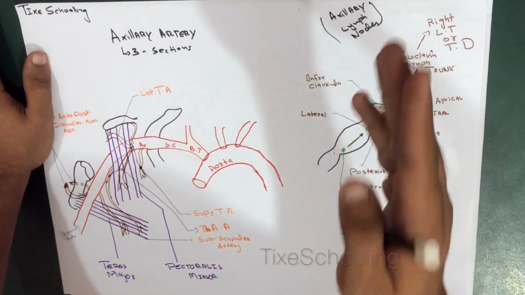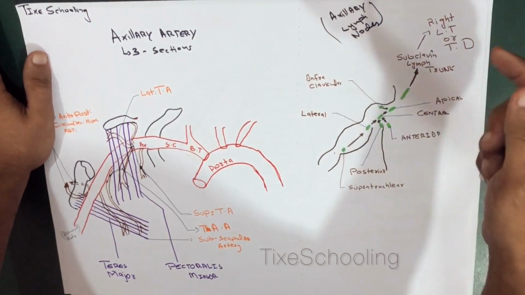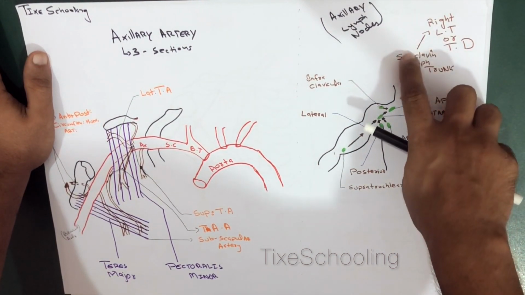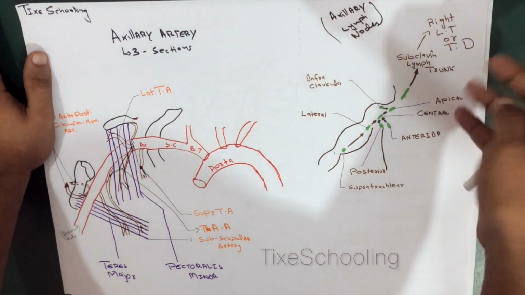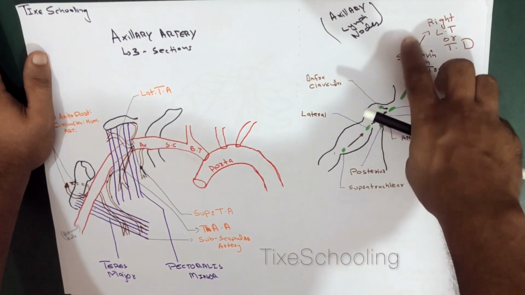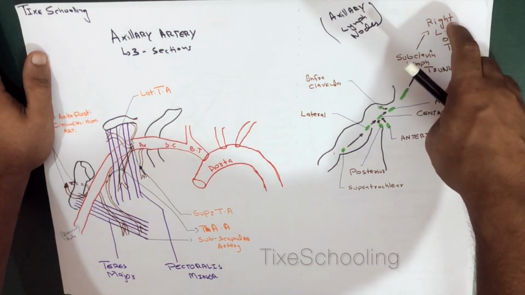Remember, we have talked about the thoracic duct. We have a good video about the thoracic duct. You should check that out. So the subclavian lymphatic trunk is going to end up into the thoracic duct if it's on the left side. But if it is on the right side, it is going to end up into the right lymphatic trunk.